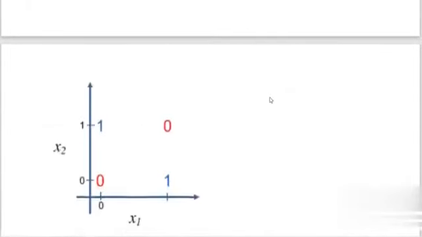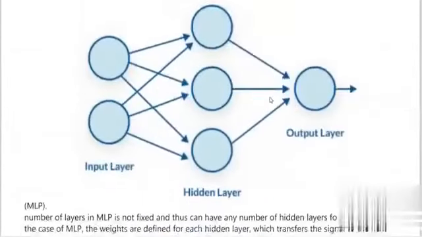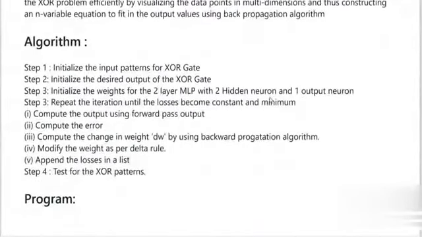First of all, we have to analyze the implementation steps, or algorithm, of the multilayer perceptron for non-linearly separable data. The first step is to initialize the input patterns for the exclusive OR gate. So, we have to identify the input features for the XOR gate. The second step is to initialize the desired output for the XOR gate. That is, we have to declare the required output for the exclusive OR gate.